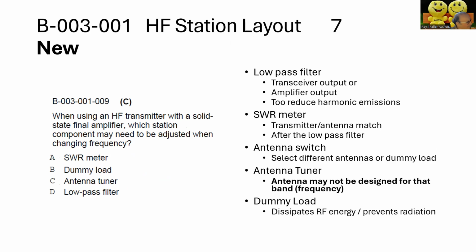Here's a new question. When using an HF transmitter with a solid-state final amplifier, which station component may need to be adjusted when changing frequency? So the only one that you can really adjust here of all of them is C, the antenna tuner.